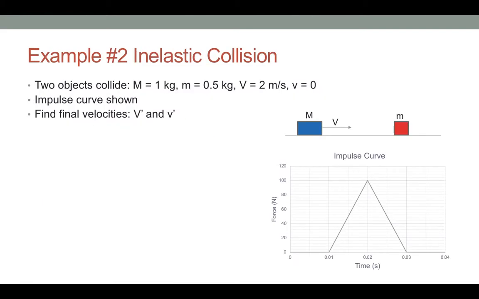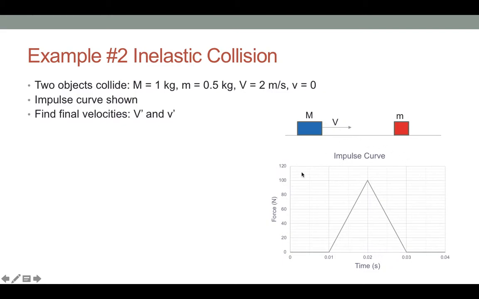So let's take an example of an inelastic collision. And here we're not going to assume that kinetic energy will stay the same. So we have two objects, again, a 1 kilogram and a half kilogram object. One of them will be at rest, and the other one will be moving at 2 meters per second. The collision will be inelastic because we're not going to assume kinetic energy is conserved.